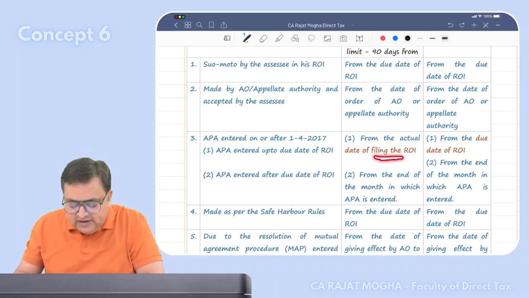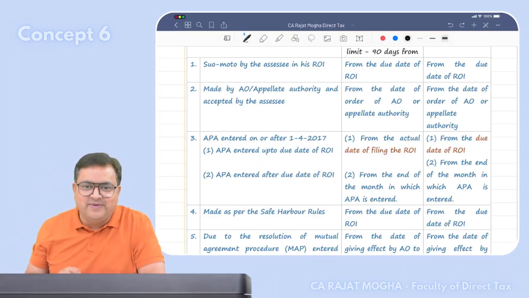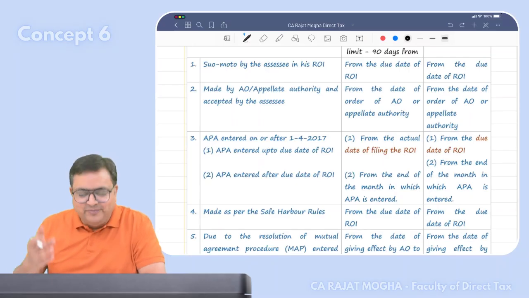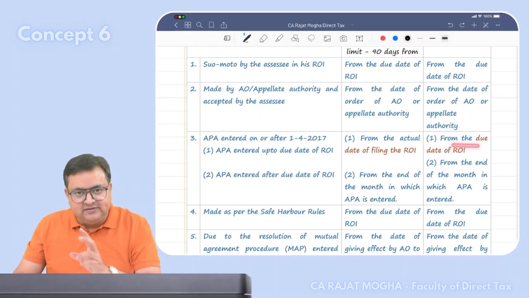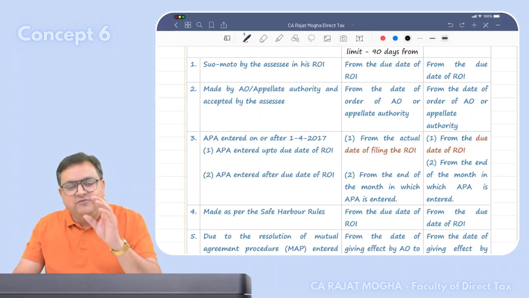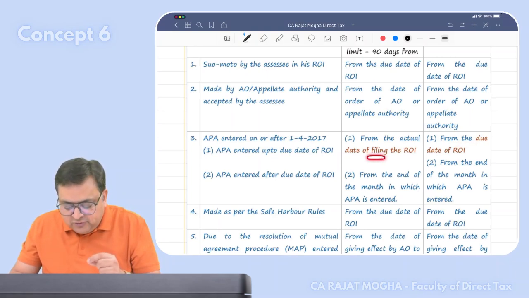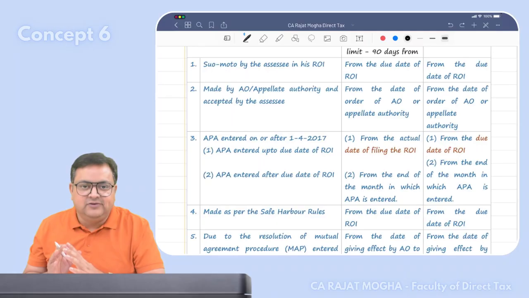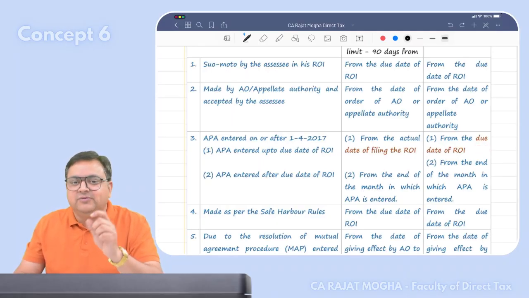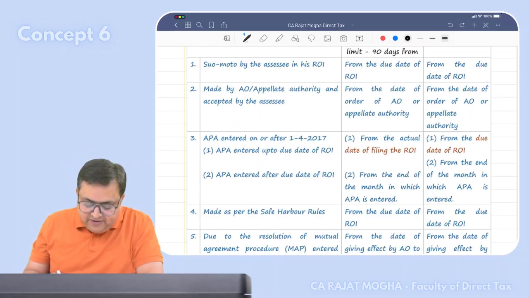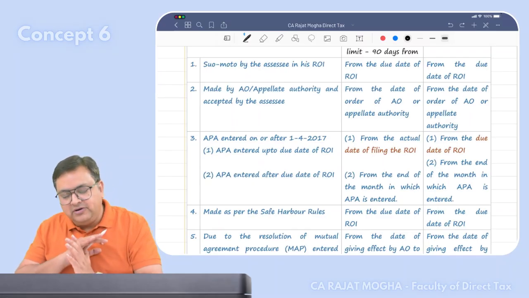So from that date, you should ask your associate enterprises, please give us 2 crore rupees back. I'm assuming it is 2 crore. So bring us 2 crore rupees from this date, within 90 days. But we will start your interest, so we are giving a little relaxation to you, not from the actual date of filing, but from the due date of filing. So here a little benefit is given to the assessee that we will start your interest from the due date of ROI. Correct.